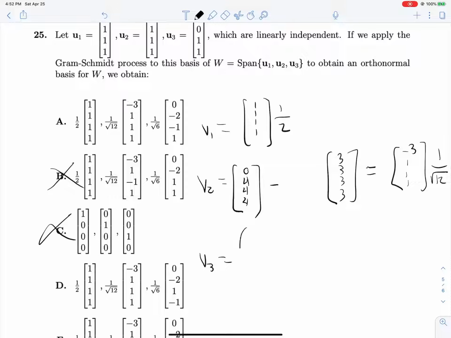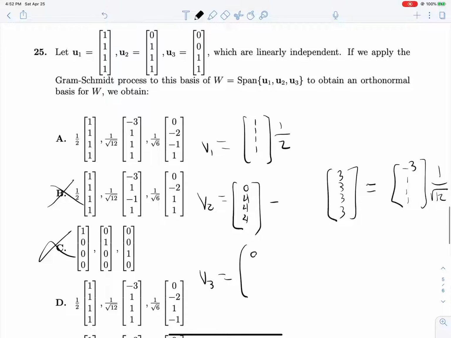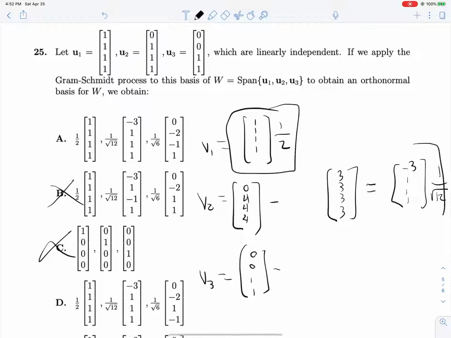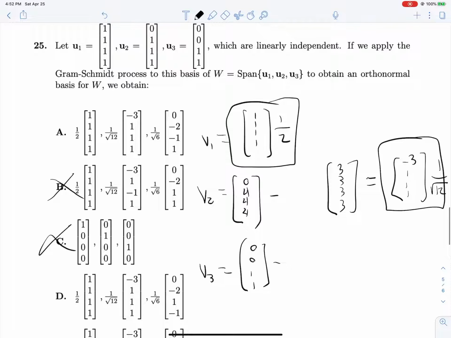So V3 will be U3, which is what? 0, 0, 1, 1. We're subtracting its projection onto V1, which I'll circle, and this guy needs a circle too. Those aren't really circles, you know what I mean. We're okay. U3 dot V1 gives us 2, and we're dividing out U1 dot U1, which is 4, multiplying that by U1, so 1, 1, 1, 1. I kept saying U1, you know what I mean to say in all of these. I meant V1. Naming things U and V is a bad idea for me.